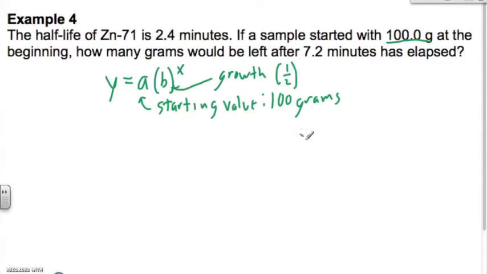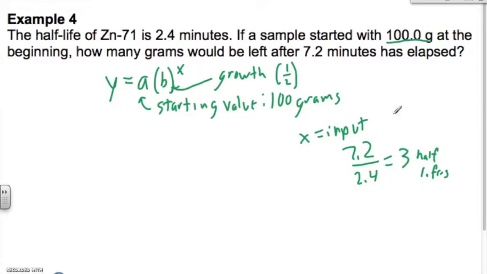Now x is going to be a little bit trickier. X is our input, remember. And we need to put in how many half-lives we're going to have. Now, the problem doesn't come straight out and tell us how many half-lives we're given. Instead, it gives us how much time a half-life is and how much time has passed. So what we're going to have to do is calculate how many half-lives we went through, given the information we were given. So we know that 7.2 minutes elapsed, and we know that it takes 2.4 minutes for a sample to decay. So what we have to do is divide 7.2 by 2.4, and that's going to give us that we are looking at 3 half-lives. So 3 is going to be what we're plugging in for x.